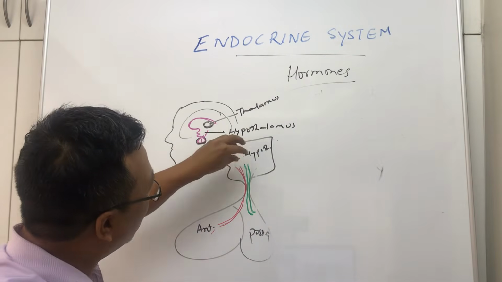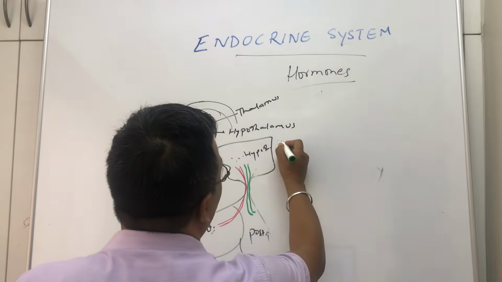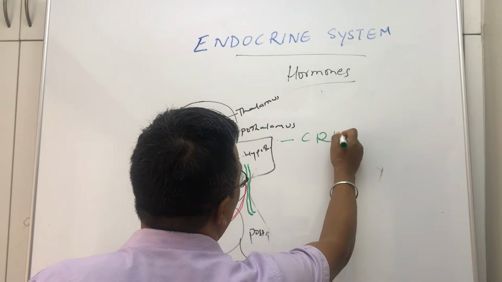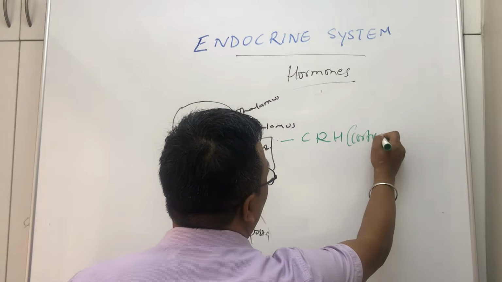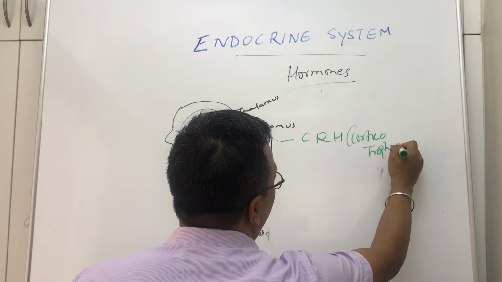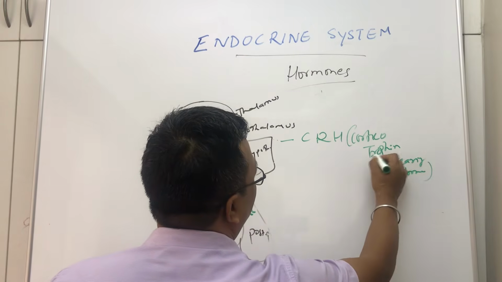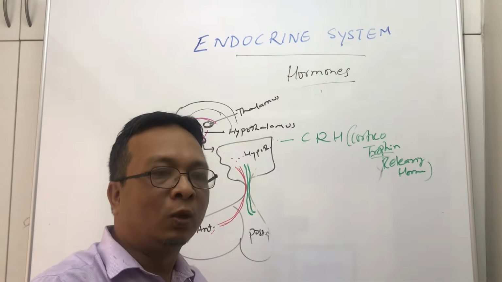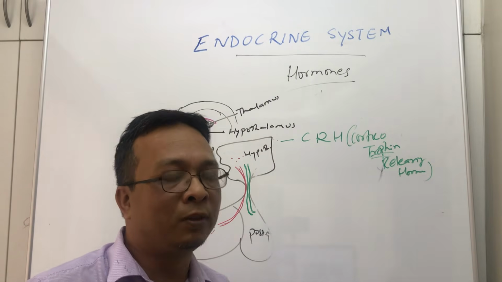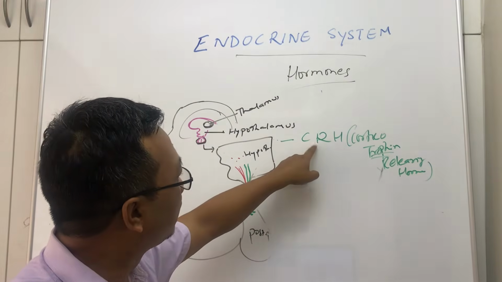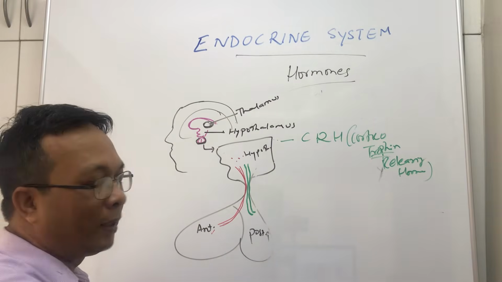Now let's see what hormones are secreted by the hypothalamus. Whatever hormones it secretes influence the pituitary gland. Mostly they are releasing hormones. One is CRH, corticotrophin releasing hormone. When you say trophin, it means it doesn't act on target tissue; it acts on another endocrine gland to stimulate release of hormones. So CRH, corticotrophin releasing hormone, number 1, influences the pituitary gland.